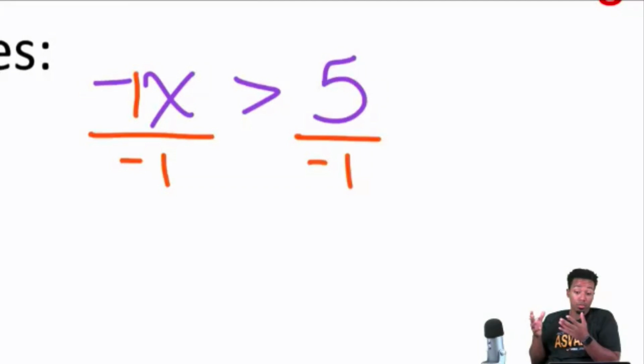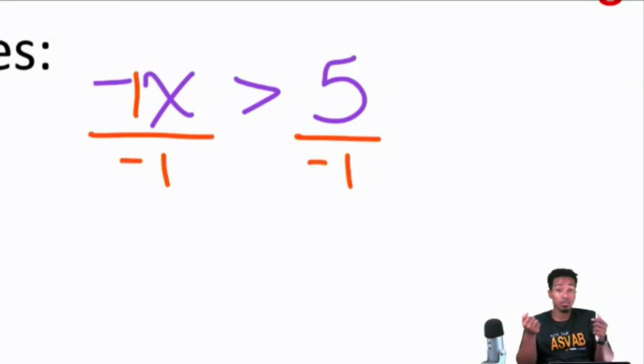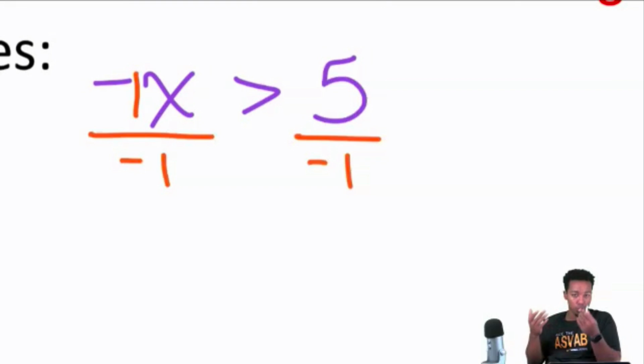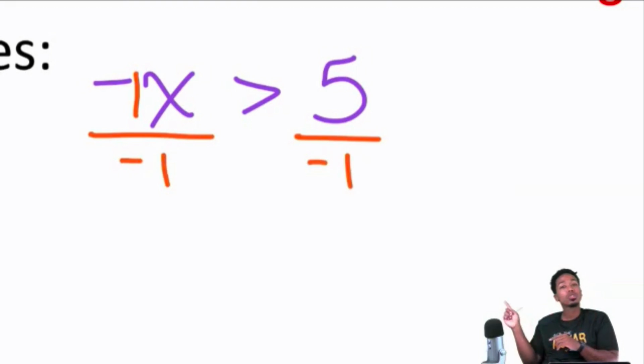It's true. Whenever you multiply by a negative, you always change the sign. +5 times -1 is -5. -20 times -1 is +20. It switches. Multiplying by a negative switches the sign, and it also switches the inequality. Gotta make sure we know that. Switching the sign also switches the inequality.